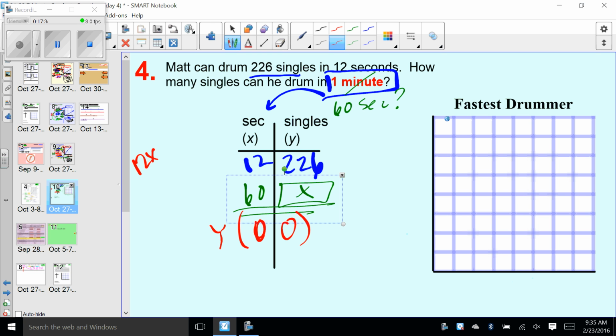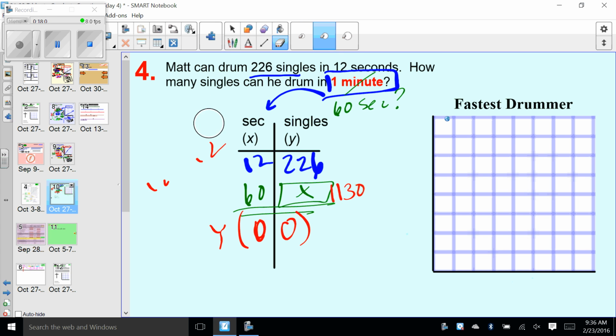So we're going to say 12x equals, because it's proportionate, because it goes through 0, 0, we can do that. So we have 226 multiplied by 60 gives me 13,560. Divide by 12. You don't have to show all your steps on that. It is 1,130 singles in 60 seconds, which is the equivalent to 1 minute. We only got to take cross products there because of the proportionate reasoning, which means it goes through 0, 0. You always got to check that first.